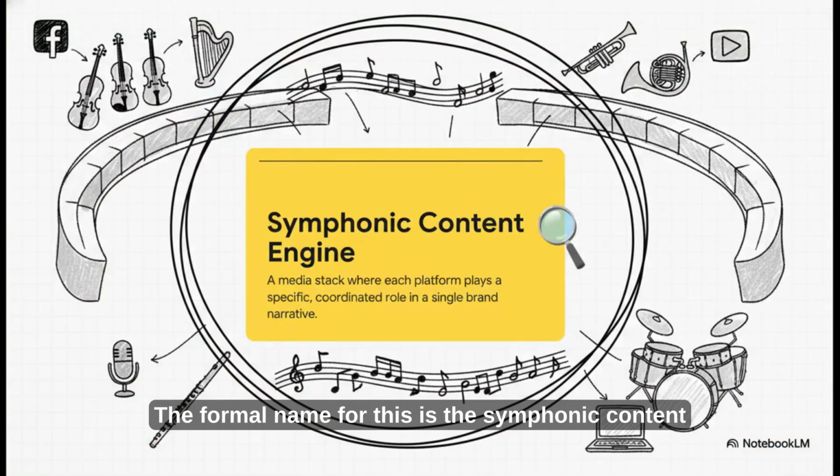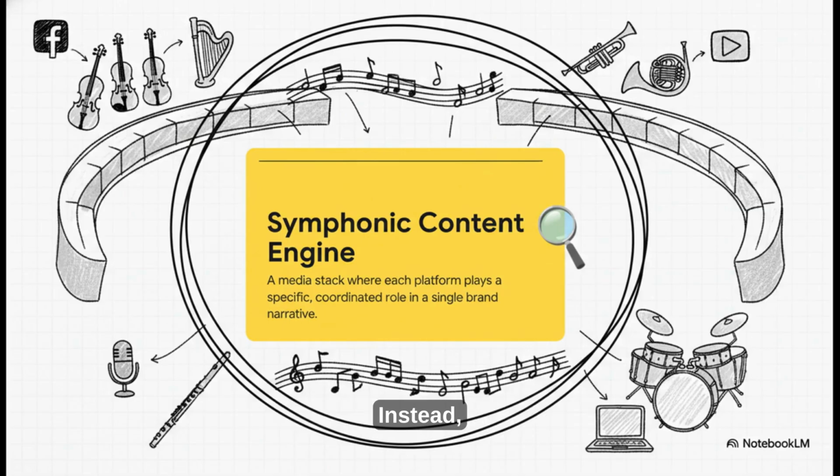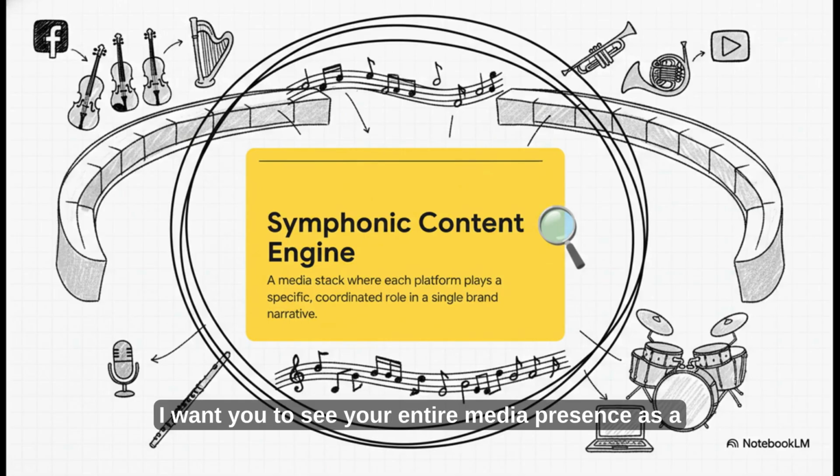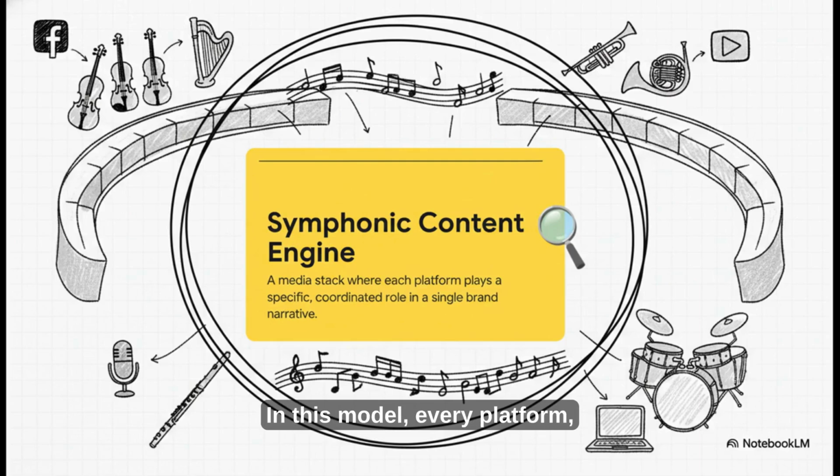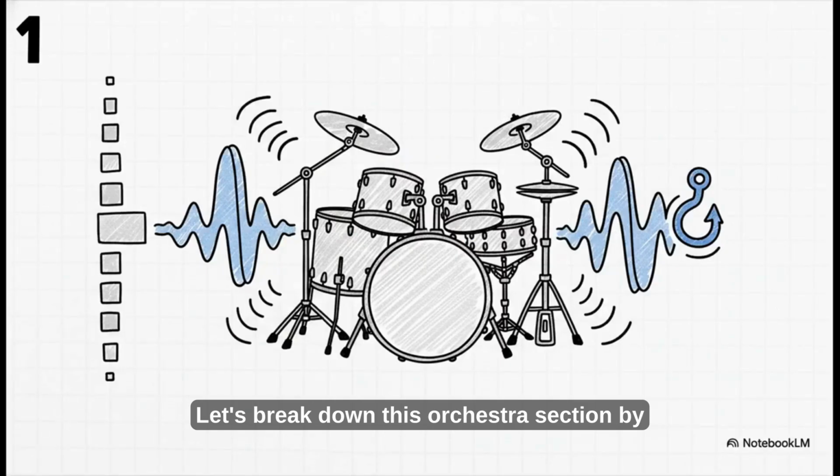The formal name for this is the Symphonic Content Engine. The big idea here is to stop thinking of your marketing channels as just a random pile of tactics. Instead, I want you to see your entire media presence as a 4-section orchestra. In this model, every platform, every single piece of content, is no longer a solo performance. It becomes an instrument with a specific role, playing a coordinated part in one single unified piece of music, your core brand story. Let's break down this orchestra section by section.